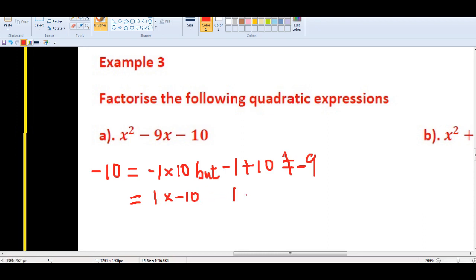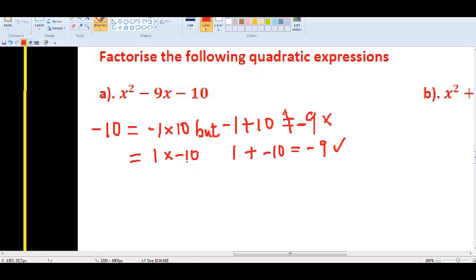So this time we got plus minus 10. Okay, 1 plus minus 10, that means 1 minus 10. 1 minus 10 is minus 9. So the second trial works. The two special numbers here are 1 and minus 10, because when you add them together, they will give you minus 9. That's what we want.